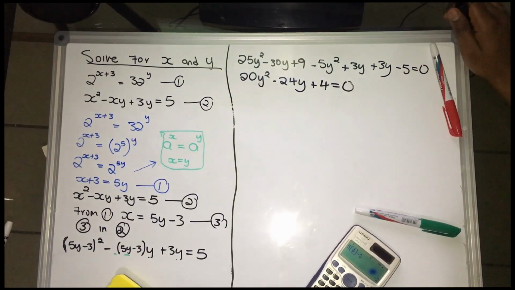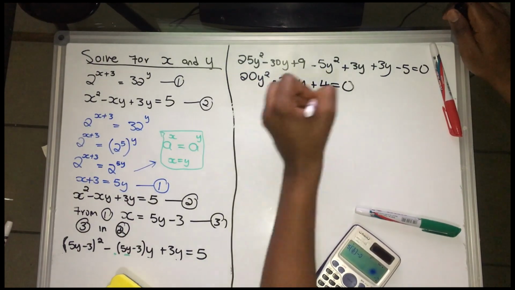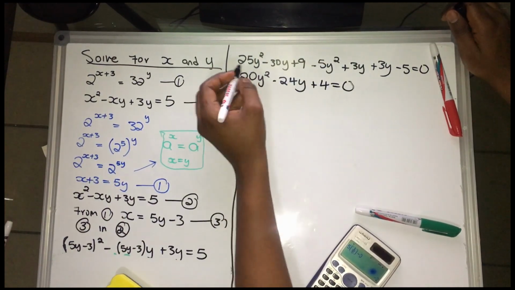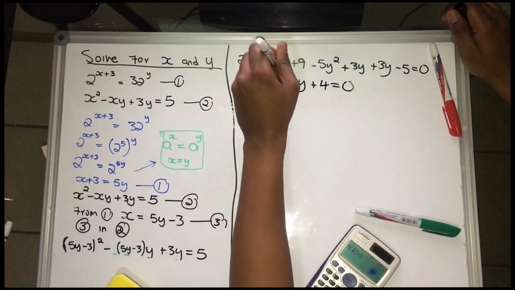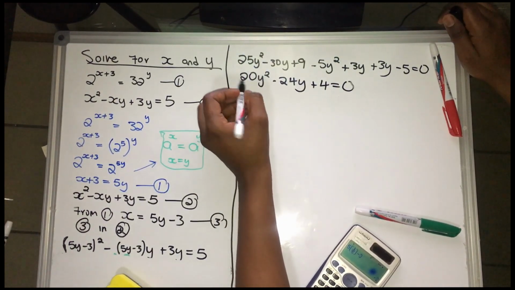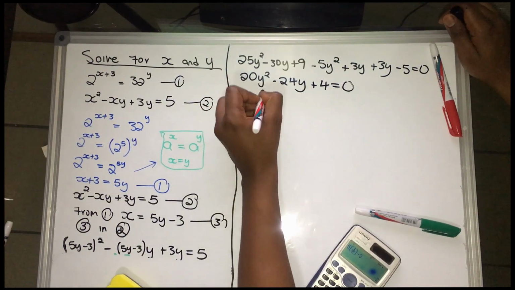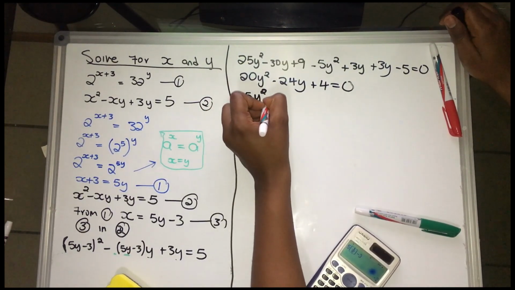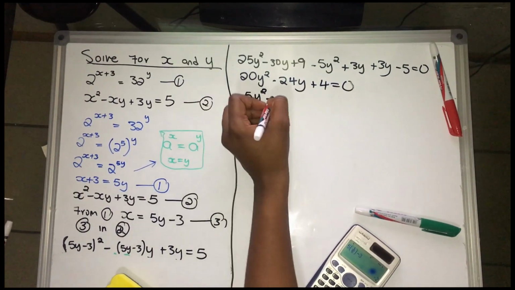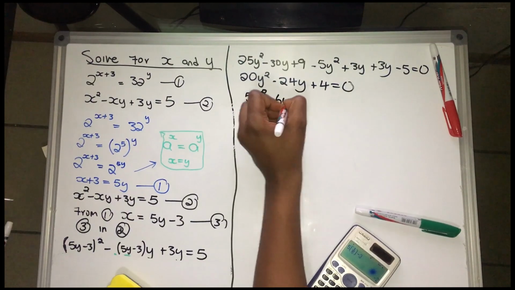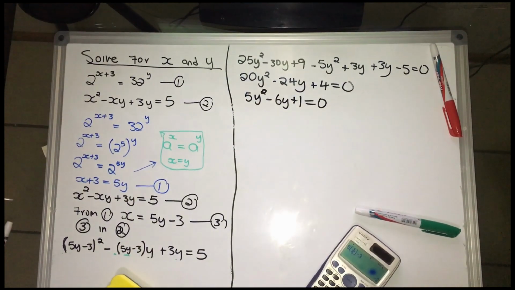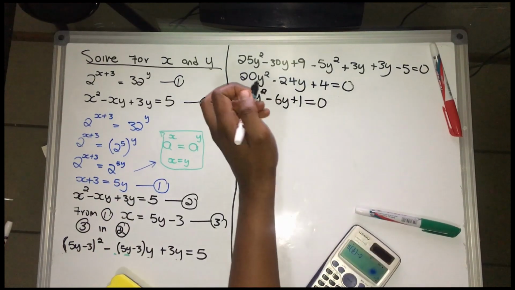So we can factorize, but before we do, I want to divide the whole equation by 4, because 4 goes into 20, into 24, and into 4 itself. So we get 5y squared minus 6y plus 1 equals 0. Now we'll factorize this.